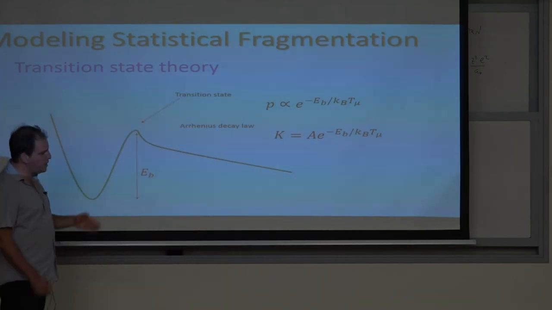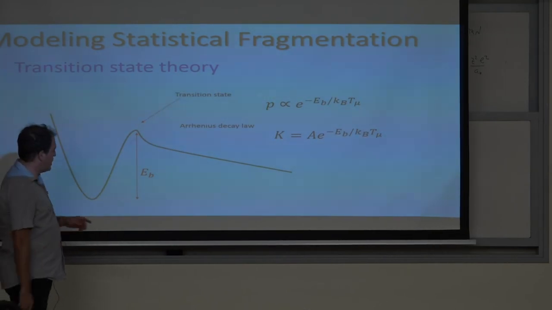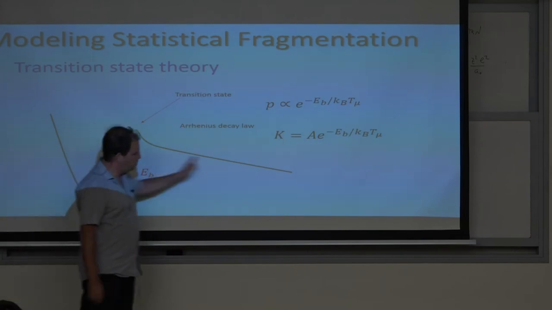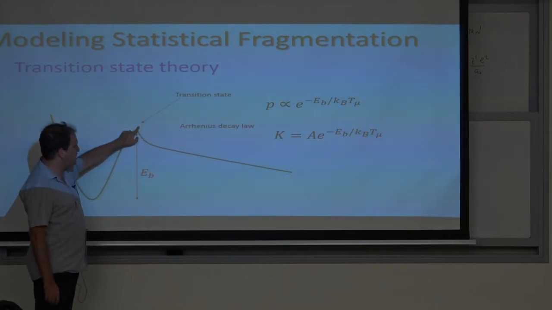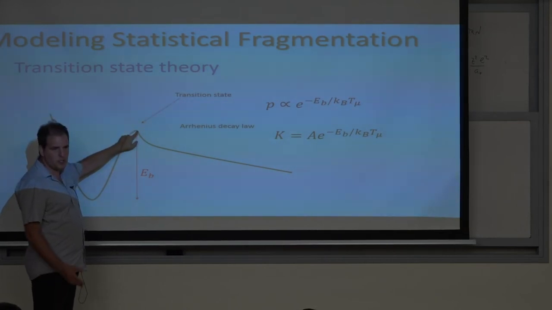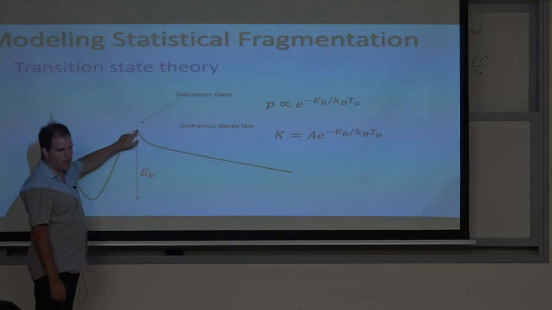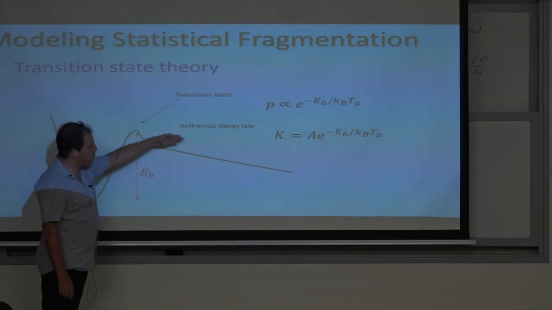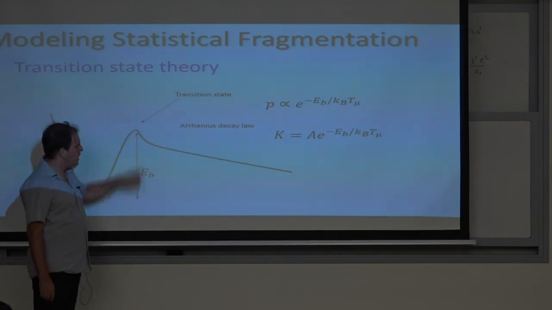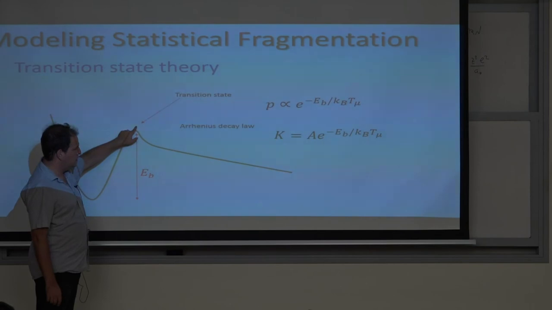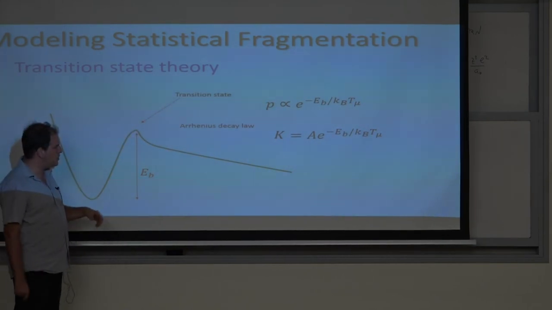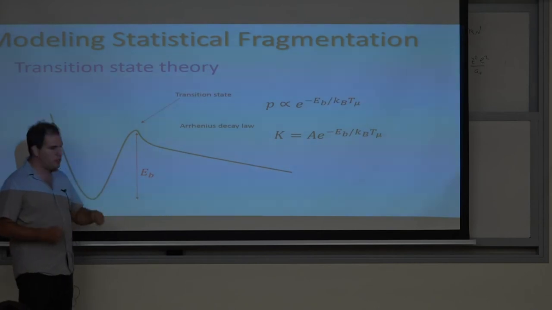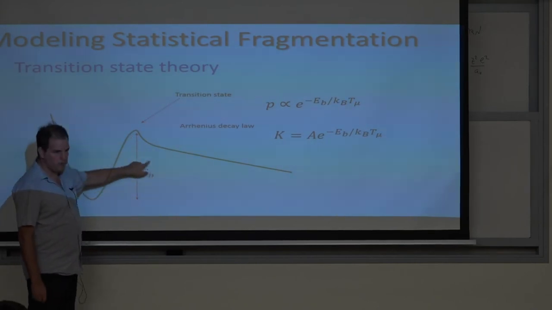So a simple way to explain this is to say the rate that you break apart scales with the probability that you'll be at this point. This is called the transition state. So you have to get here, and then from here you have to move in this direction. And the probability to be here, according to the Maxwell-Boltzmann distribution, has to do with your temperature and with the height of this barrier.